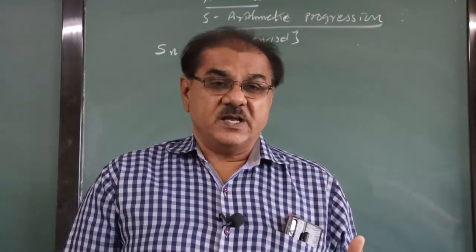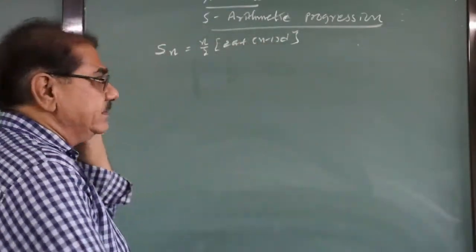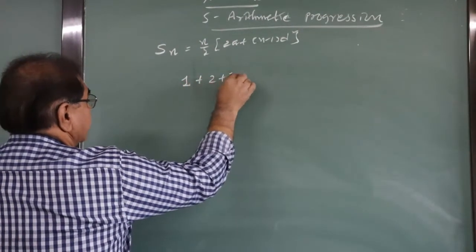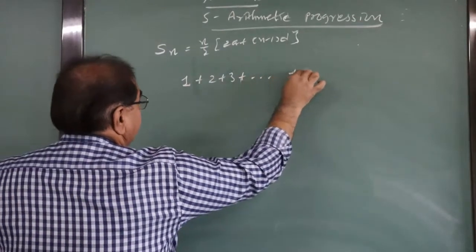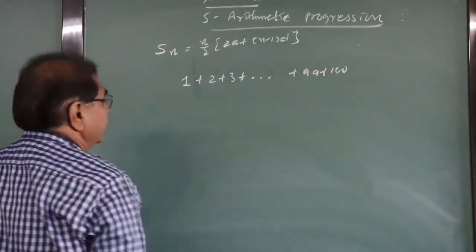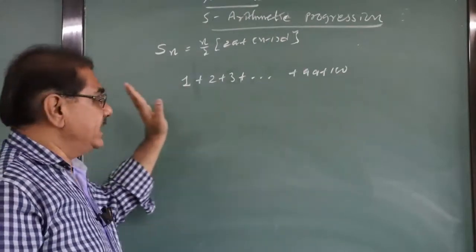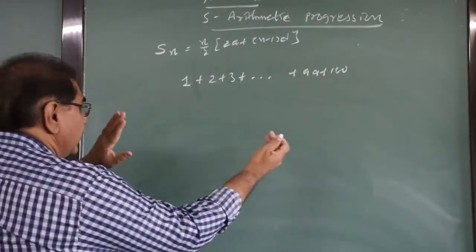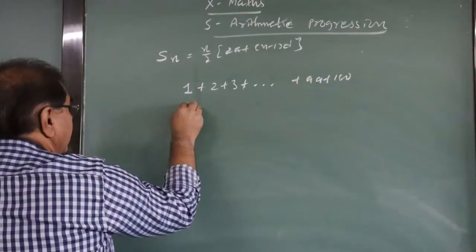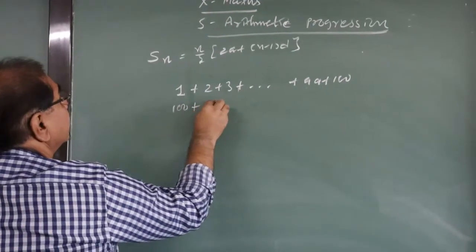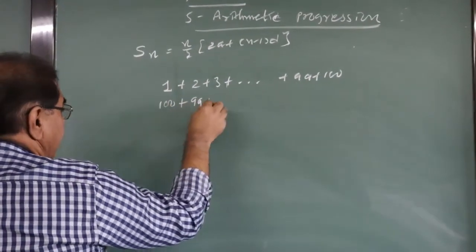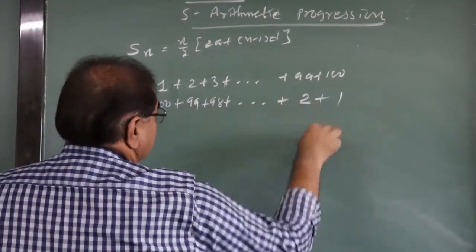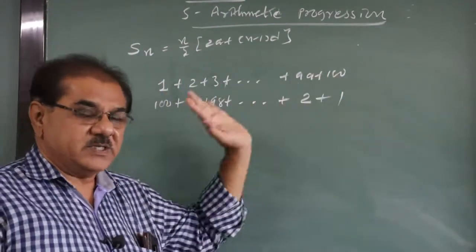The teacher asked the student, how did you do it? Then the student said, I did it this way. I wanted 1 plus 2 plus 3 plus that way plus 99 plus 100. So this was the task, to find the sum of the first 100 natural numbers. The student wrote a second row in which he wrote all the numbers in reverse, in descending order: 100 plus 99 plus 98 plus dot dot dot plus 2 plus 1.